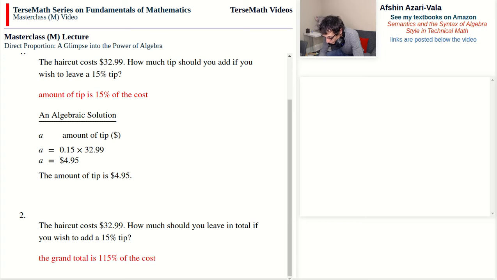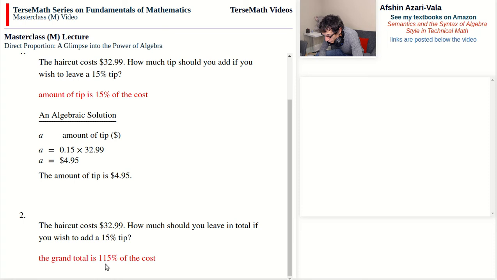And so it's very similar to a grand total problem when you find, let's say, 113% of the price, assuming tax is added at 13%. Or this one, we could actually reword this and turn it into a grand total problem where tax is added. We could say that the item is priced at $32.99. Calculate the grand total if tax is added at 15%.